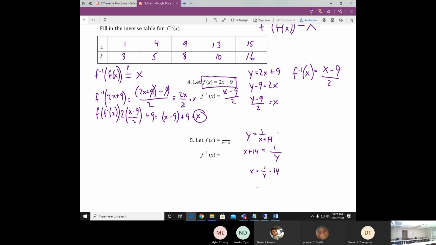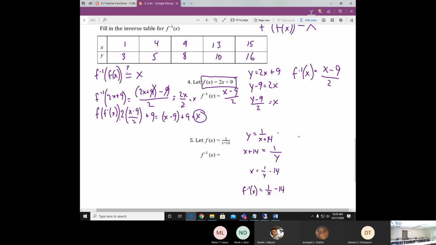Now interchange x and y. F inverse of x equals 1 over x minus 14. And remember that x just means, given an input, here's the number I calculate based on my input. That is doing just the opposite, the inverse of dividing by that number plus 14.